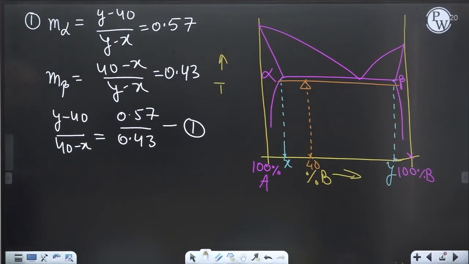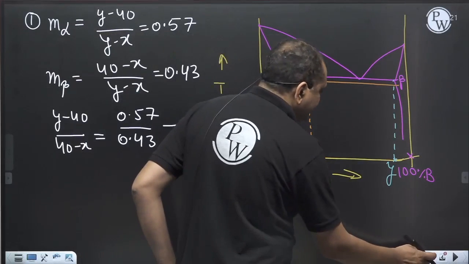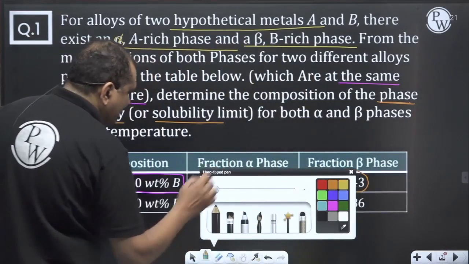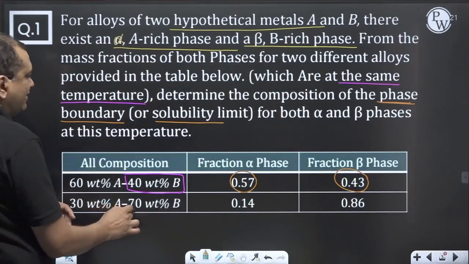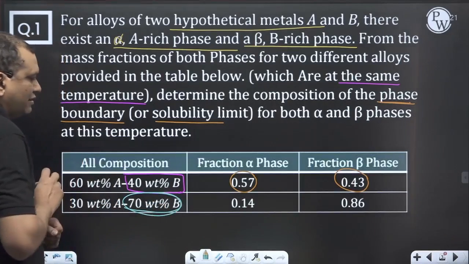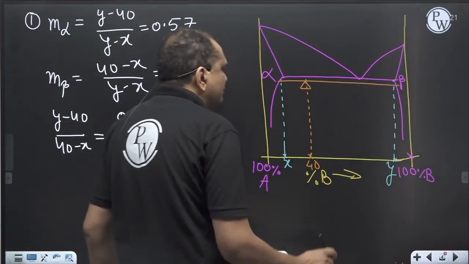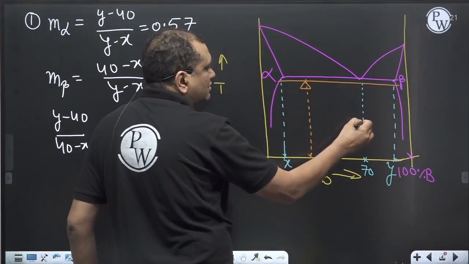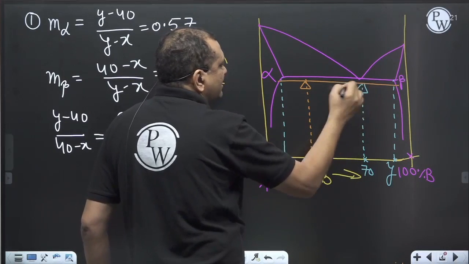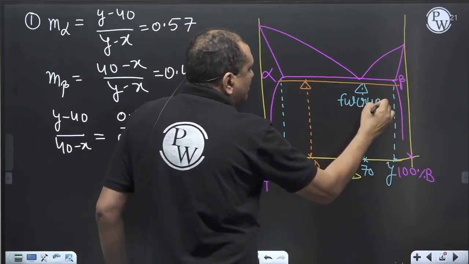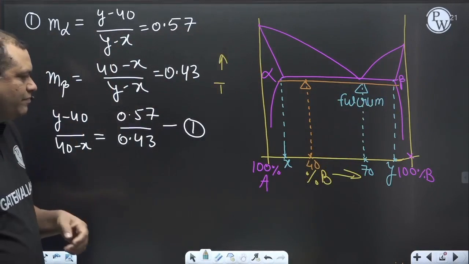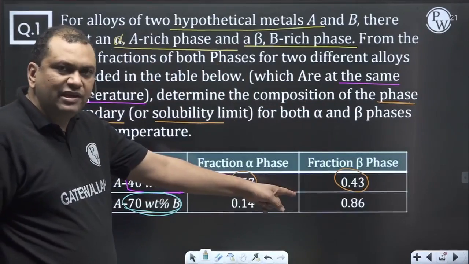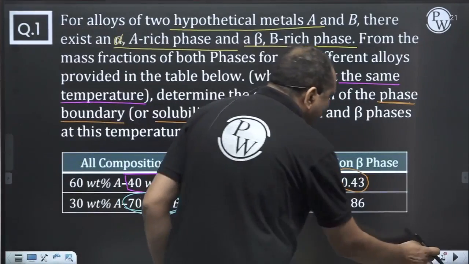Okay. Now the second statement. The second statement is at 70 weight percent B. 70% is here. So that's for the second condition. This is the fulcrum. So here also, the mass fractions of alpha and beta are given to you.